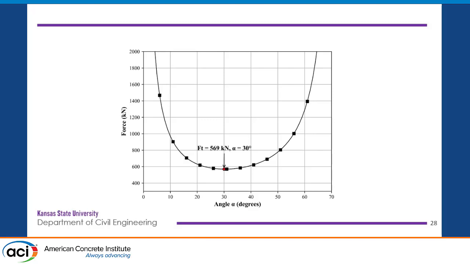Plotting this equation for a wide range of angles, between 0 and 70 degrees, we can see that the critical point gives a force of about 570 kilonewton, and the angle of inclination for the yield lines is 30 degrees.